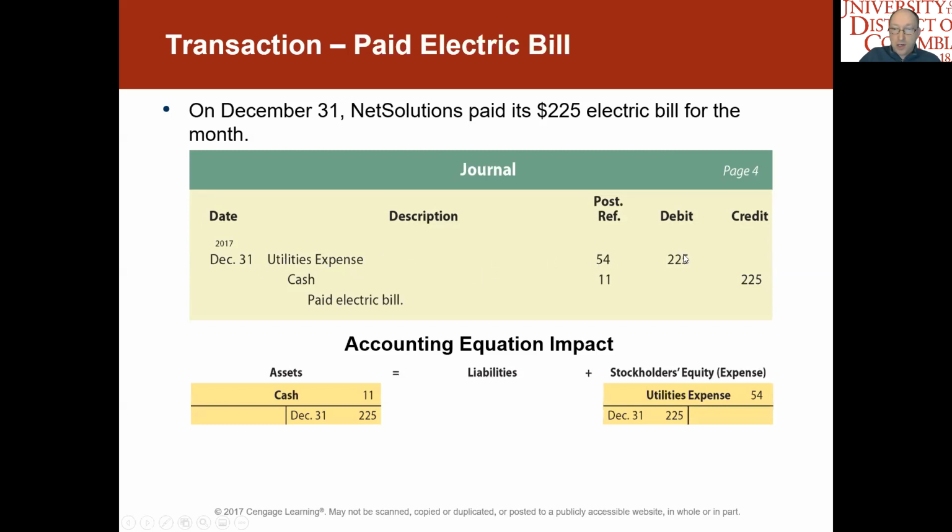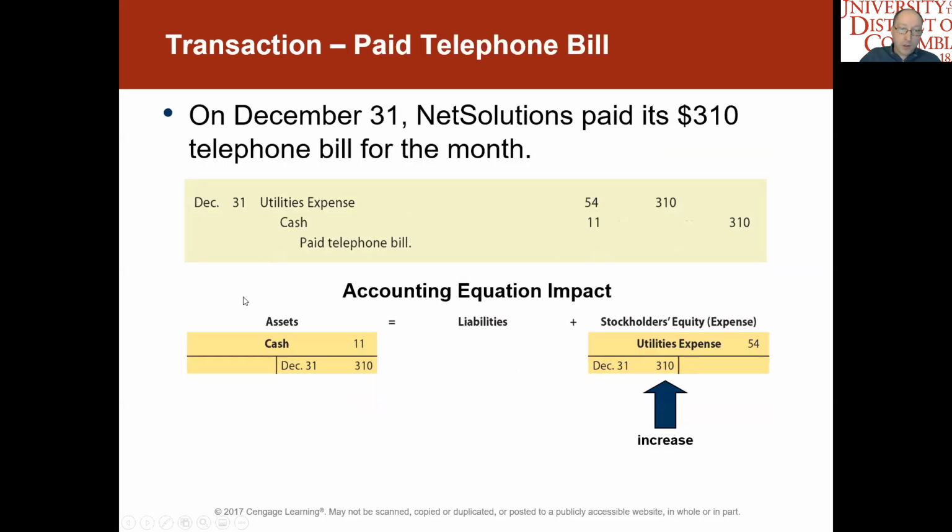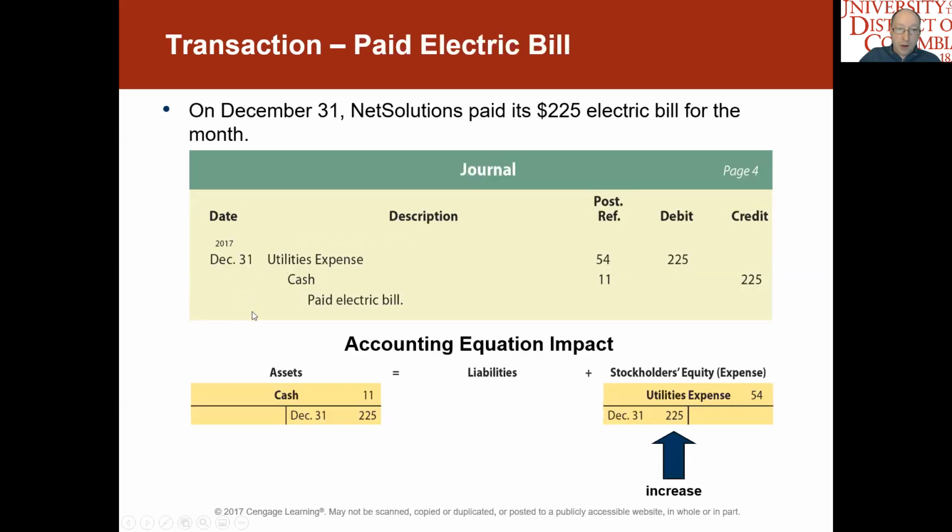So increase utilities expense, $225, decrease cash, $225, to pay the electric bill on December 31st. The accounting equation is still in balance. Decrease cash, $225, increase utilities expense, $225.